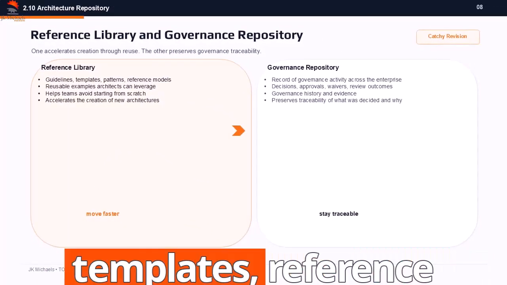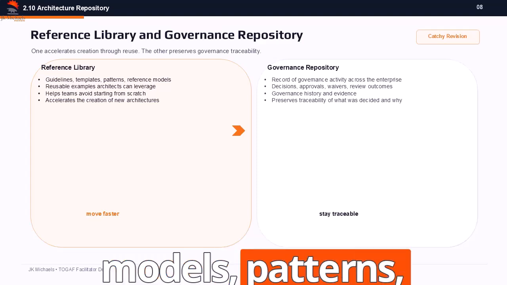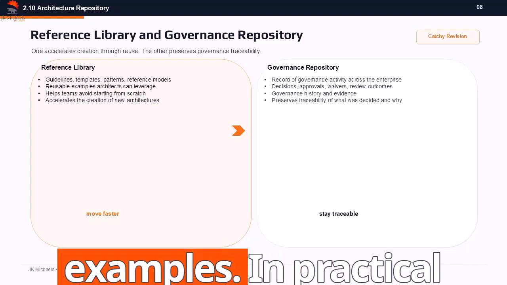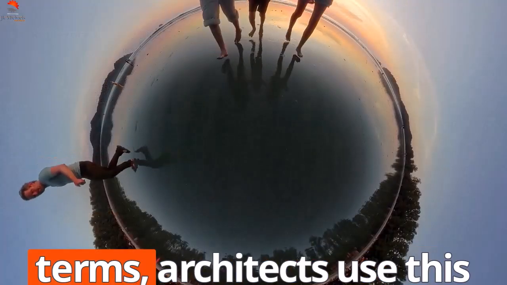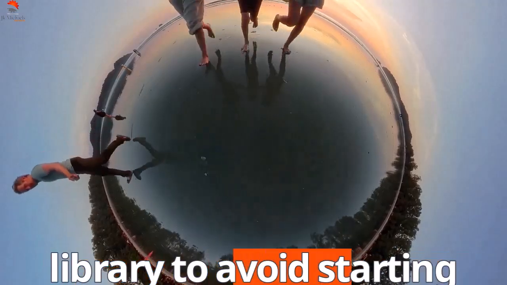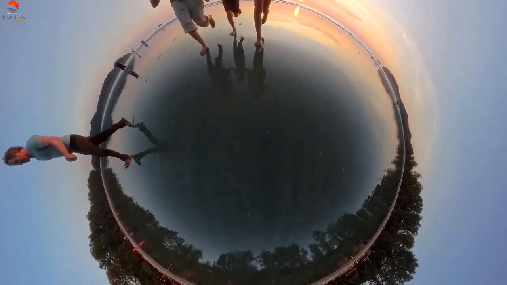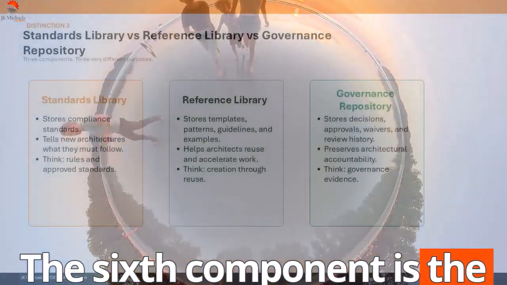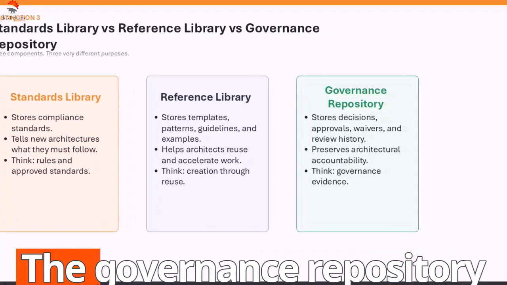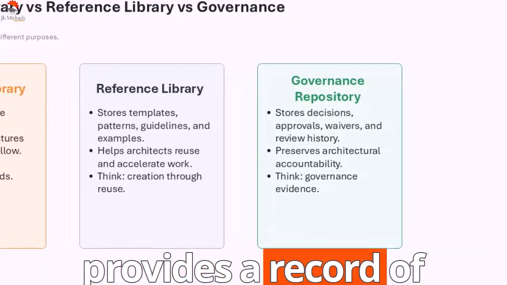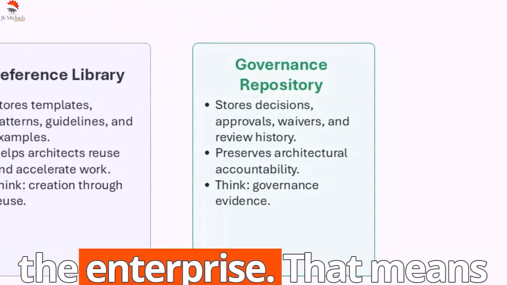Examples include templates, reference models, patterns, guidelines, and reusable examples. In practical terms, architects use this library to avoid starting from scratch every time. The sixth component is the governance repository. The governance repository provides a record of governance activity across the enterprise.